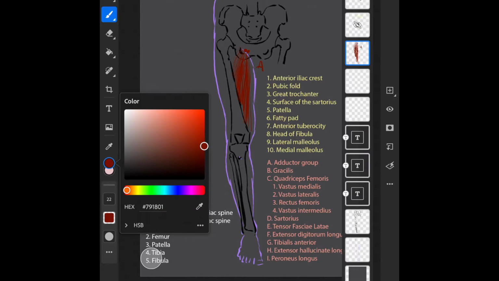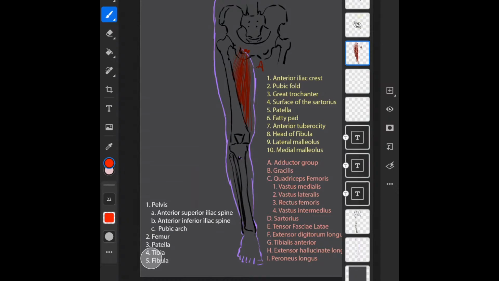Let's change colors a little bit. We have our gracilis muscle. So gracilis attaches to the medial epicondyle of the femur, our gracilis muscle. That's going to be B. And then on the opposite side, we have our quadriceps femoris.